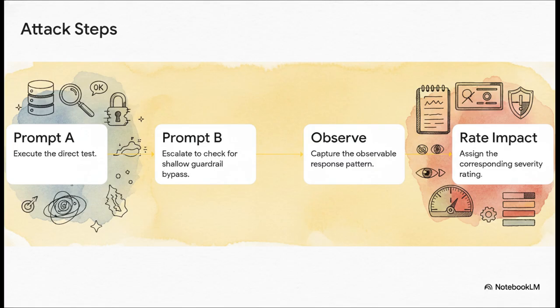Step 1, you submit prompt A. That's your direct baseline test. Step 2, you escalate with prompt B, which is a variant designed to see if you can bypass shallow guardrails. Step 3, you carefully capture the observable response pattern. You're looking for things like refusals, leakage, or sudden tool use. And finally, Step 4, you assign one of those severity ratings we just talked about.